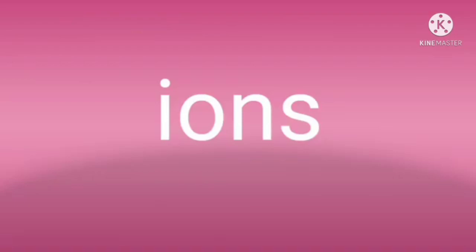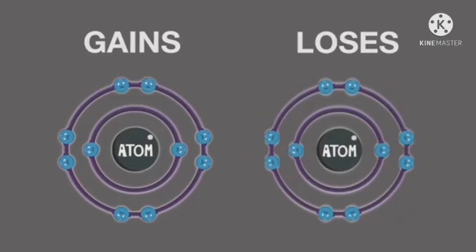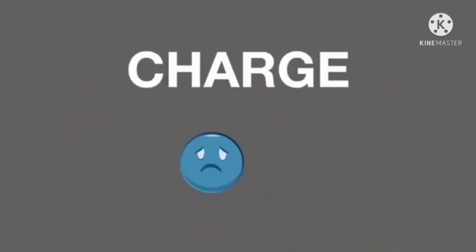Okay, what is an ion? Ions are nothing but an atom that has gained or lost electrons in the outermost shell, so it acquires a charge. Whether the charge is positive or negative is based on the electrons. When it gains electrons, it acquires a negative charge, because more electrons are there, so the charge of electrons is more, that is a negative charge.